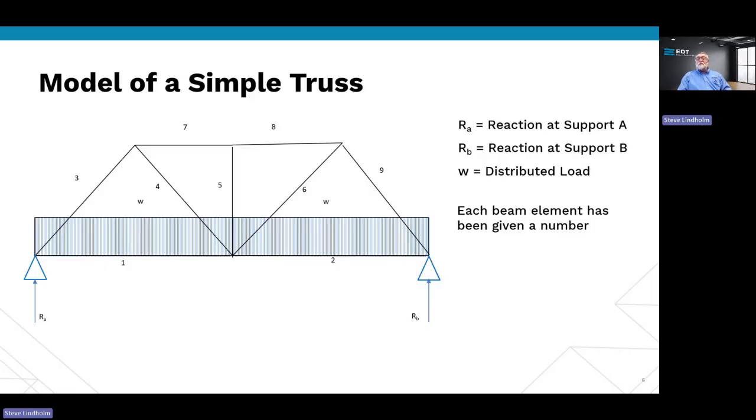This is a classic model of a simple truss. Not the simplest, though. It consists of beam elements, numbered 1 through 9 in this case, connected by fixed nodes. The truss has a distributed load, W, along the bottom, let's say like a roadway, with reactions at each end where the truss is supported.